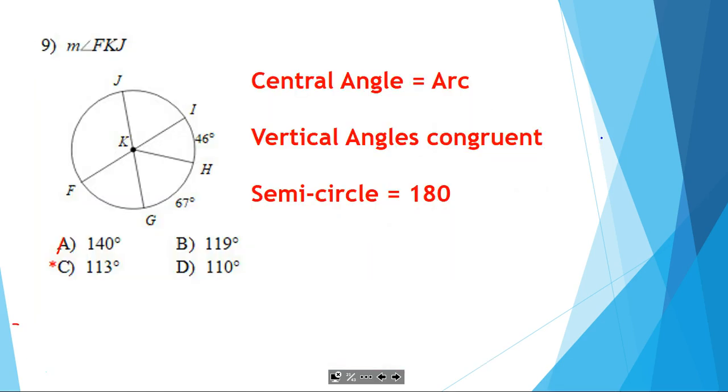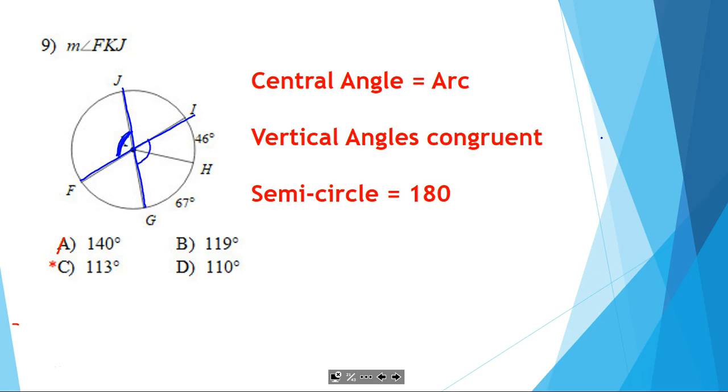So it's number 9. On number 9, you need to remember these 3 things. Central angles equal arcs. Vertical angles are congruent. And a semicircle is 180. So I want to show y'all something here. If I draw this and this, we're talking about this angle right here. This is the angle they're asking us to find. Now, I noticed by drawing those 2 diameters that this angle right here is a vertical angle.